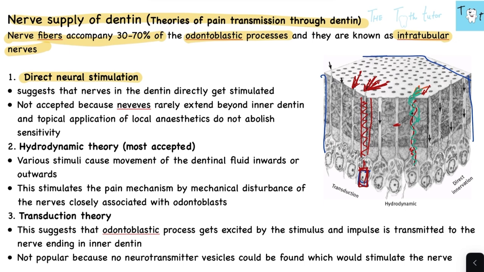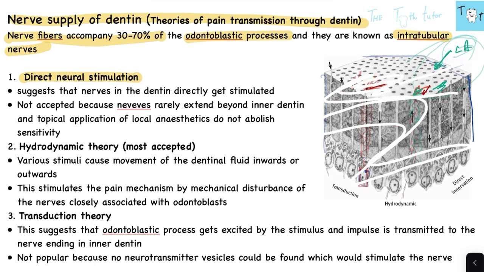Why? Because the nerve fibers we have inside the dentinal tubules are short. Okay, so they mostly run up to here. They don't go beyond a certain level in the dentine. Also, if there were nerves on the surface of the dentine, when we apply local anesthesia over here, we should feel some numbness. But that doesn't happen. We don't get any numbness when we apply anesthesia on the dentine. So this is the reason why this theory is not widely accepted.